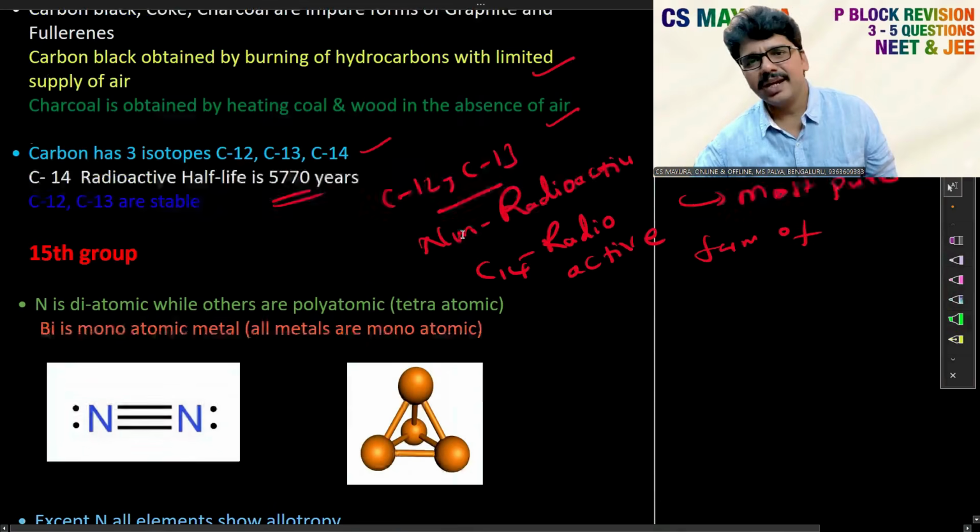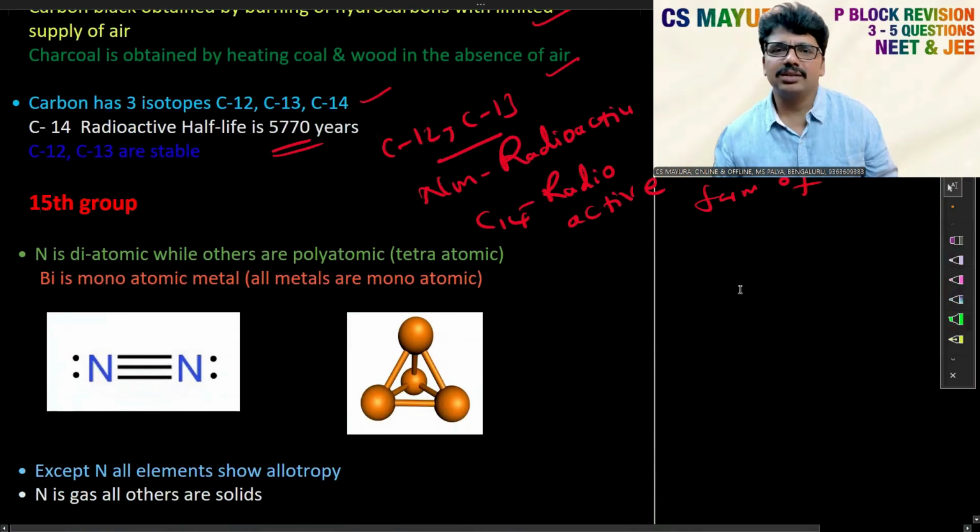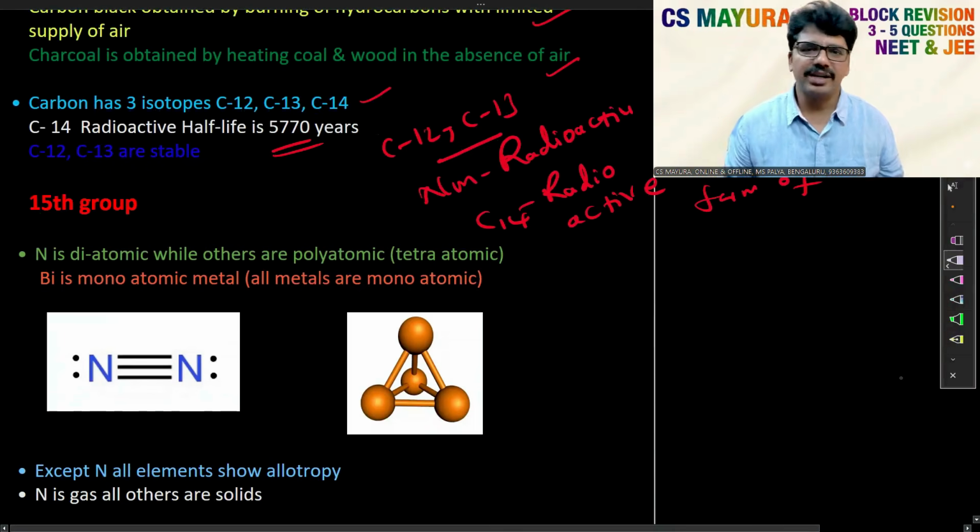Carbon has three isotopes: carbon 12, carbon 13, and carbon 14. Carbon 12 and carbon 13 are non-radioactive isotopes. Carbon 14 is a radioactive isotope.